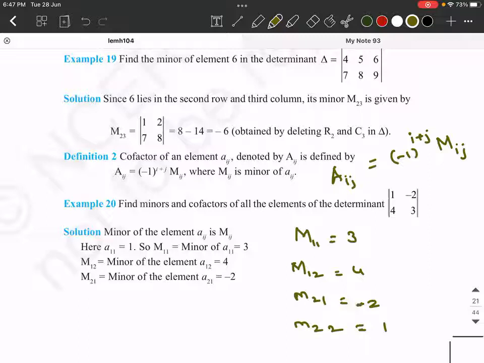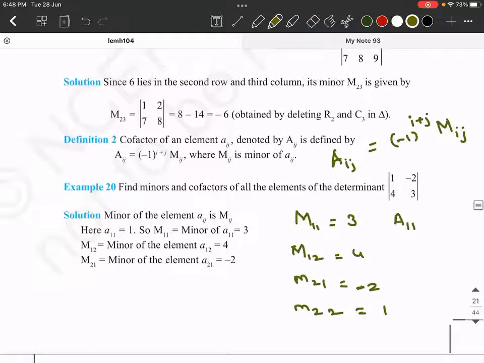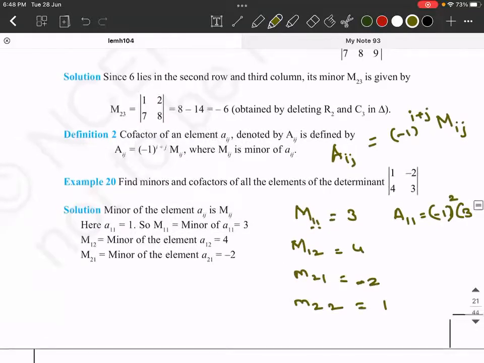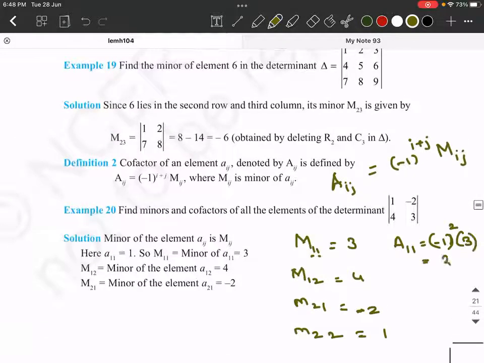Right. So if I want to write A11, then what should I write it with? Listen to this carefully, guys. If I want the cofactor of the first element, -1 power 1 and 1. So 1 plus 1 will be 2. -1 the whole square times 3. Is that clear? So which is basically 3 only. What else?